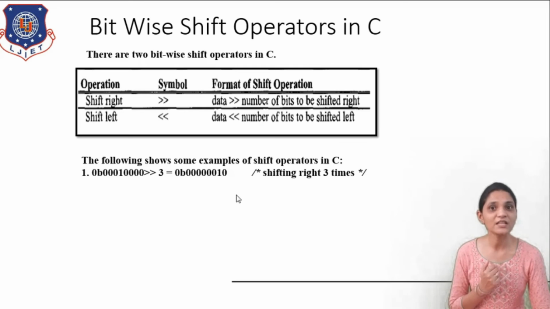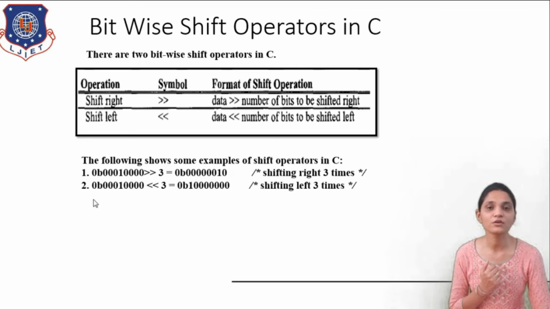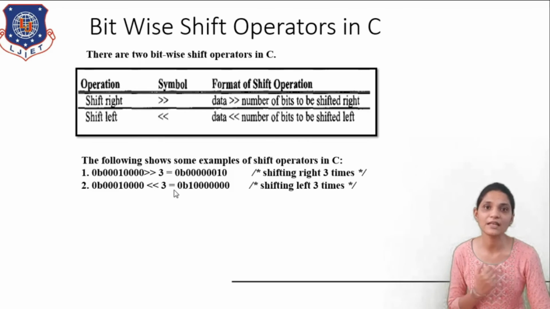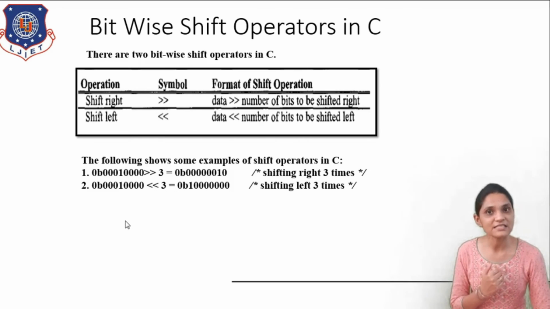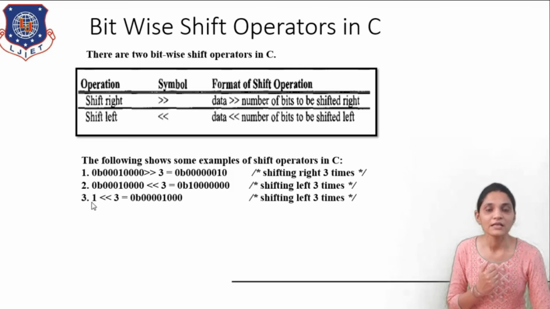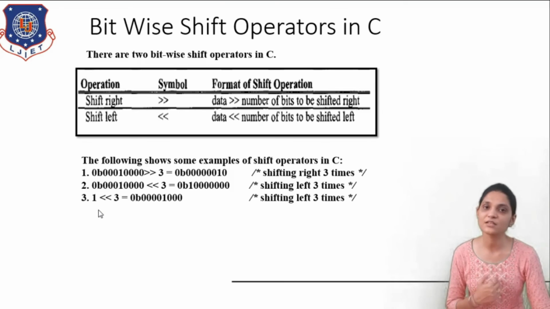0b00000010. Similarly, if you do shifting left, then your data will be shifted to the left side. So this one is shifted 3 times to the left side. And you can write these things also like this. If I write 1 and then shift left and then 3, it will also shift this pattern 3 times to the left side. Here we have not written any zeros before this. It will consider them by default.